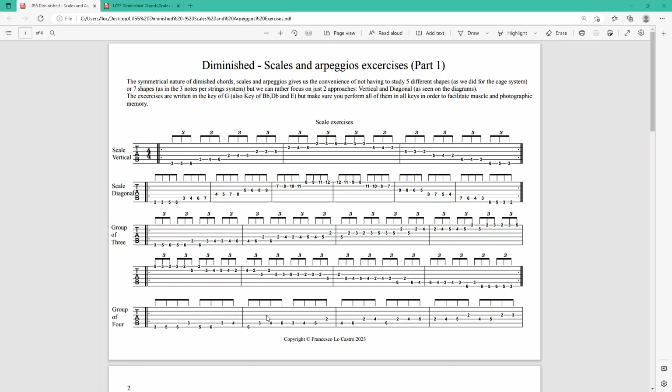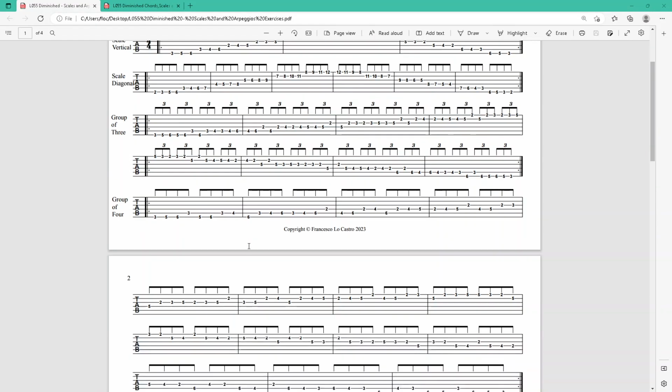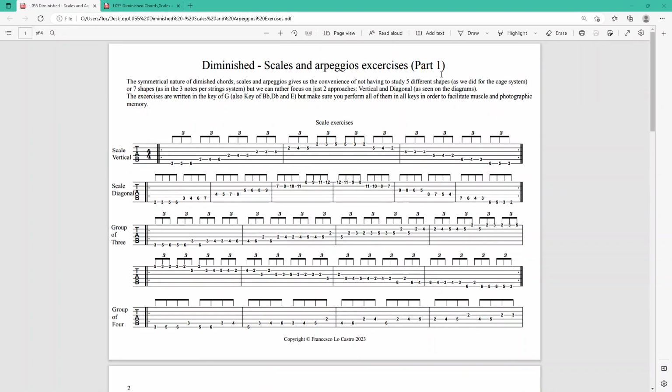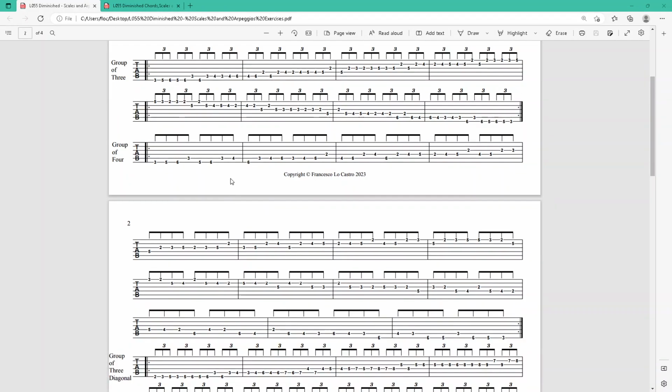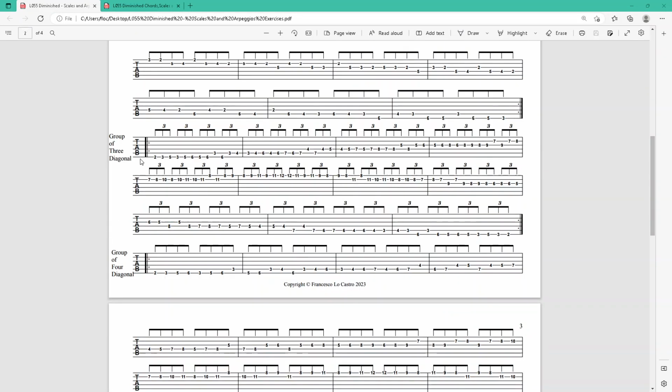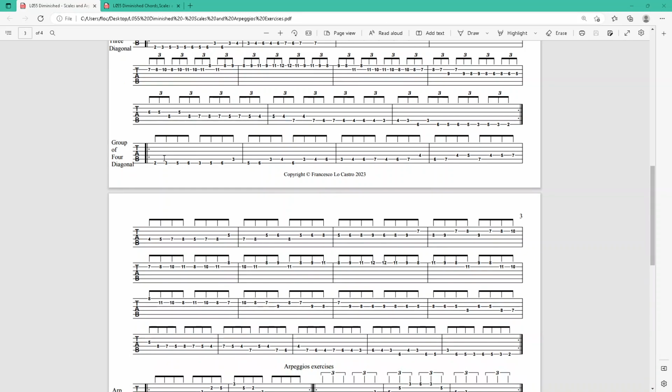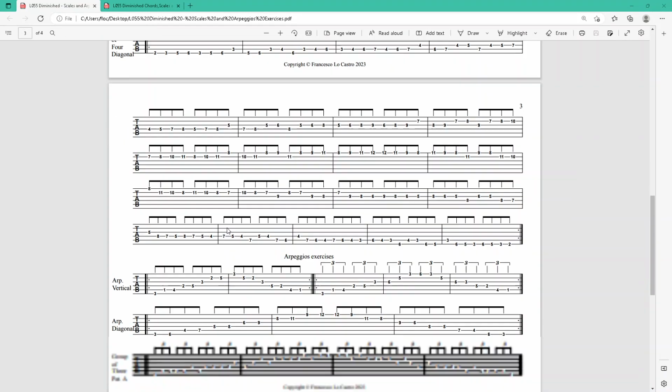This is the scale played in groups of four notes. As I say, a good starting point. These are scale and arpeggio exercises, part 1. There are going to be more sophisticated exercises coming in the next lessons. These are groups of 3 applied to a diagonal version of the scale, and this is groups of 4 applied to the diagonal version of the scale.